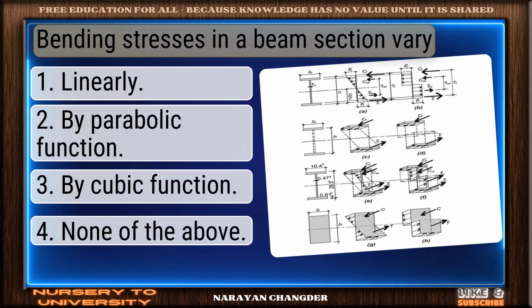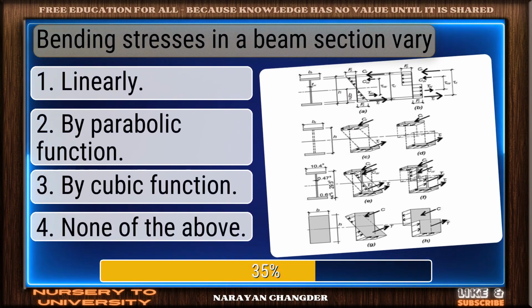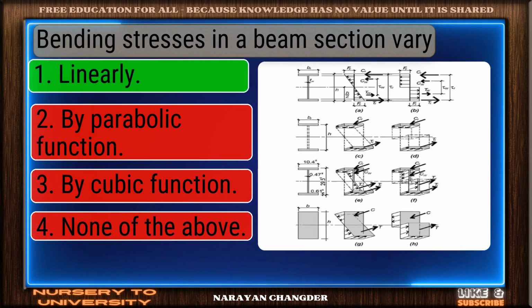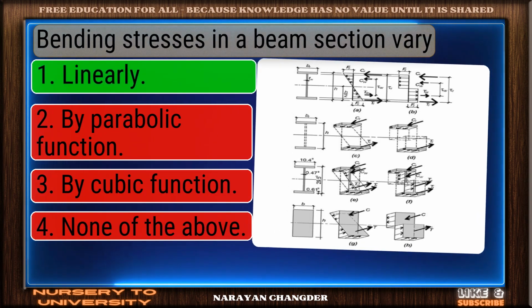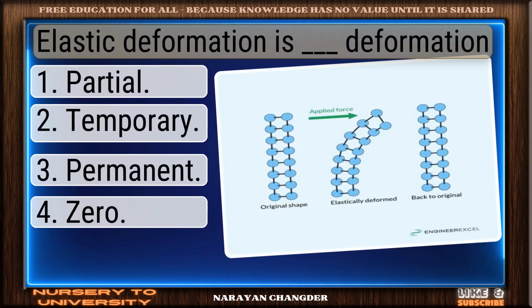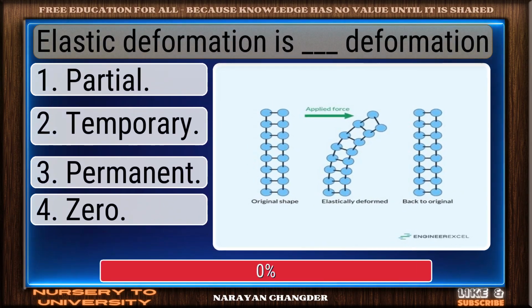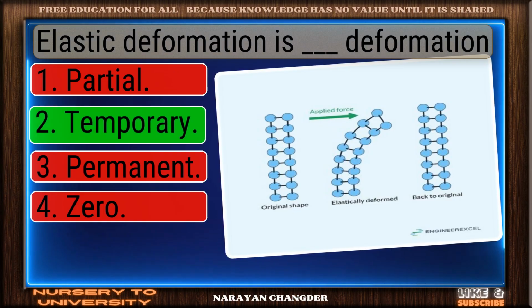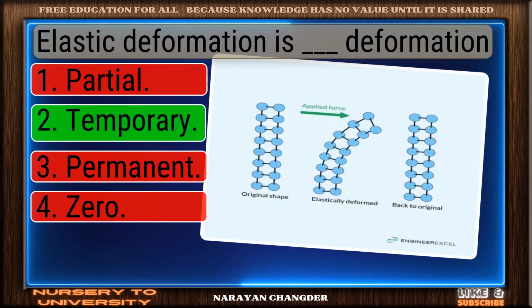Bending stresses in a beam section vary. Nice work. You chose linearly, and it is correct. Elastic deformation is dash deformation. You got it. Your choice temporary is right.